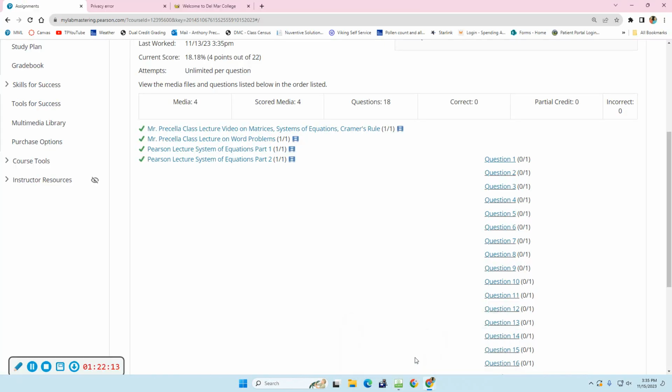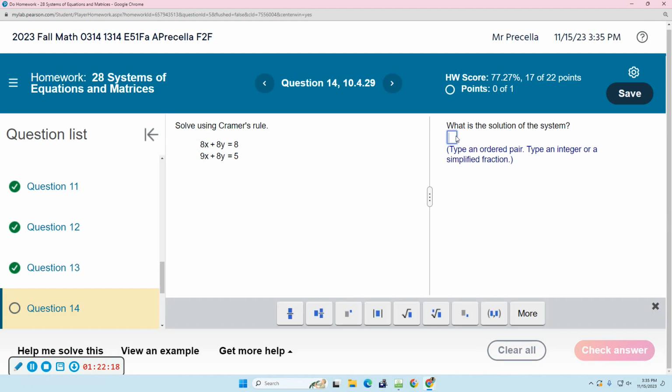Oh, wait, I better put in that answer. Oh, wait, what did I just do? Uh-oh. There. Print. Make sure you put these parentheses, by the way.